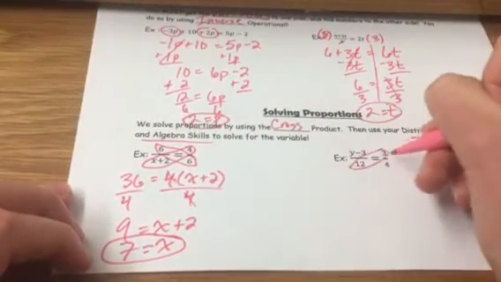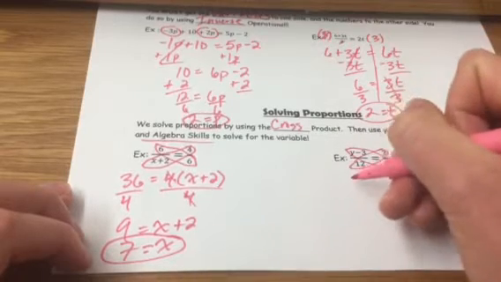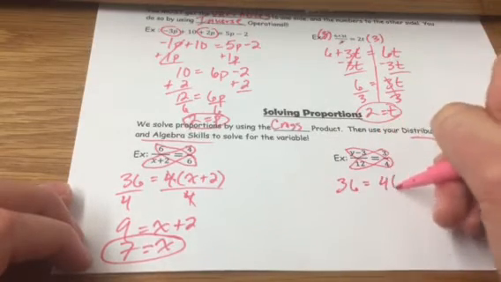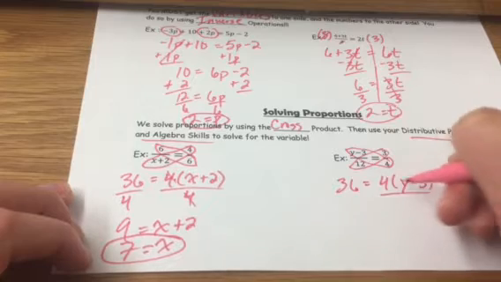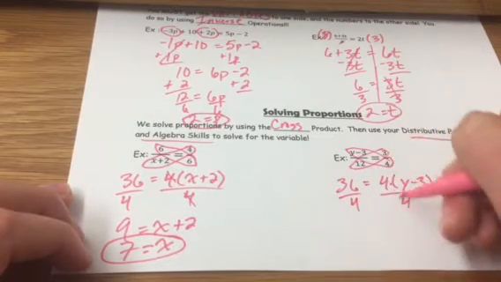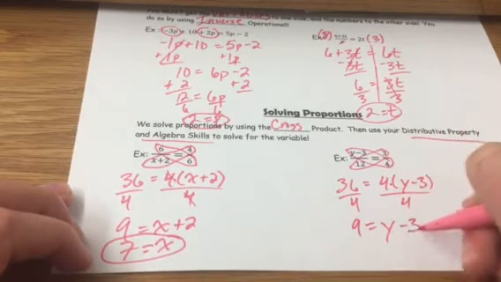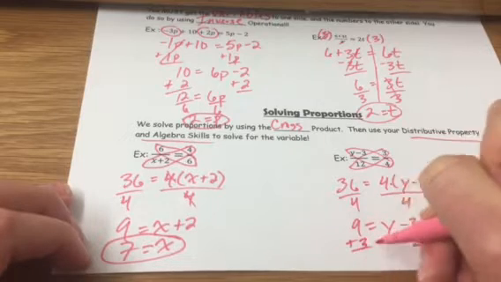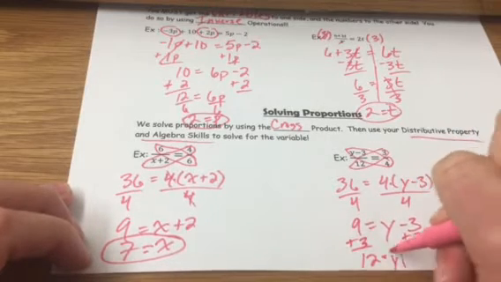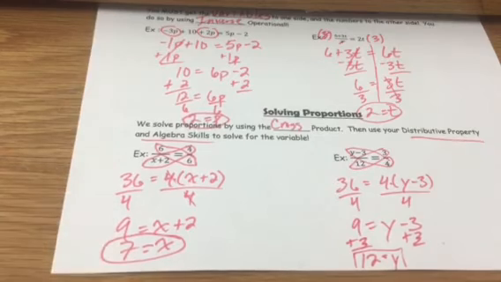And lastly, I'm going to jump right in with my cross product. I get 36 equals 4 times y minus 3. Divide both sides by 4. 9 equals y minus 3. Add 3. 12 equals y in this last example.